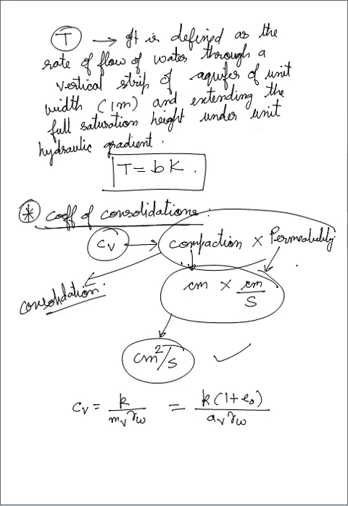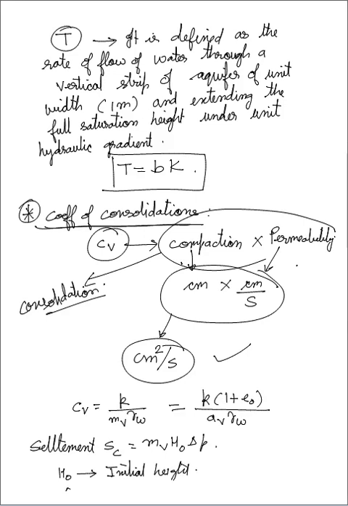And from this formula we can also find out the settlement. Sc is equal to mv H0 delta P. What is mv? mv is coefficient of volume change. H0 is your initial height, and delta P is change in pressure.